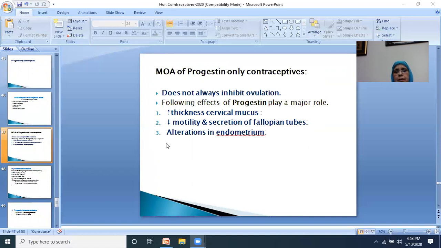Their mode of action: these progestin-only contraceptives do not always inhibit ovulation, in contrast to combination contraceptives. So the other effects of progestin are increased thickness of cervical mucus, decreased motility and secretion of the fallopian tube, and alteration in the endometrium. So this will lead to inhibition of the transport of the sperm, and inhibition of the transport of the ovum into the uterine cavity, and conception and embedding of the ovum will not occur. So these factors play the main role in case of progestin-only contraceptives.